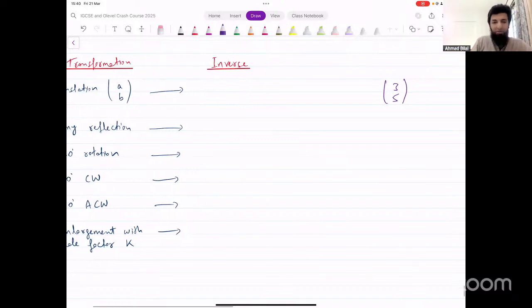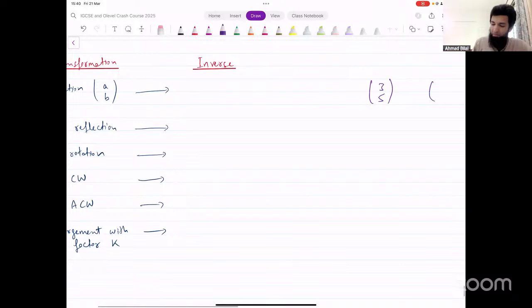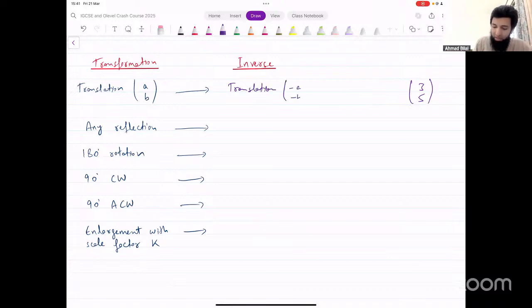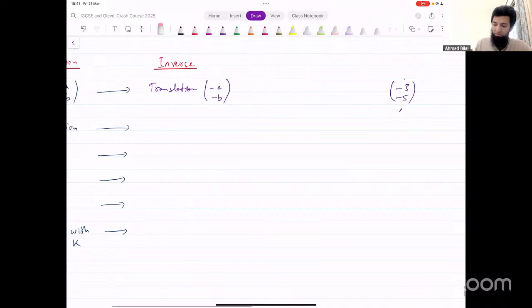How do you go back to the original figure? You do the opposite of that, (-3, -5), right? You go 3 left and 5 down. That will get you back to the original figure. So if you have a translation (a, b), the inverse transformation for that would be a translation (-a, -b). That will take you back from the transformed figure to the original figure.